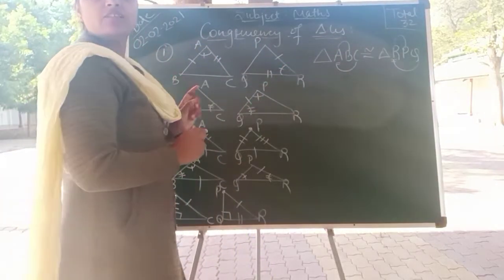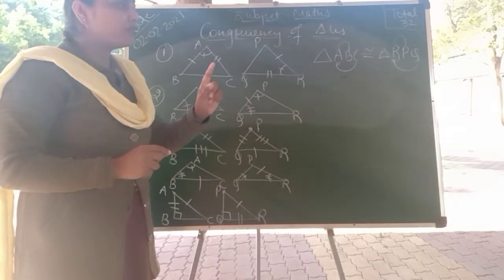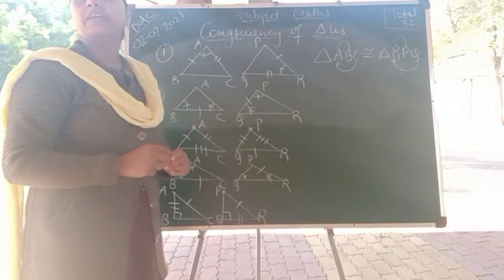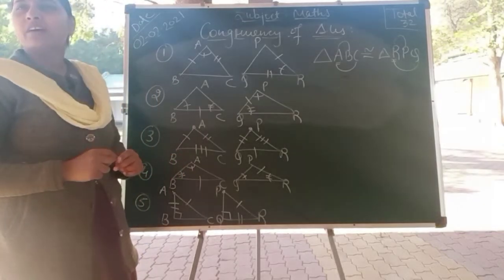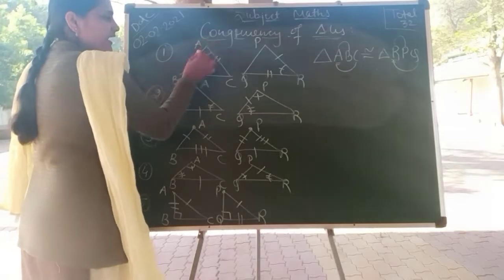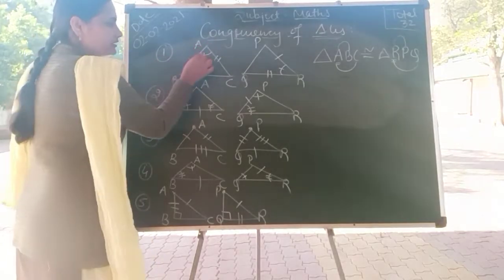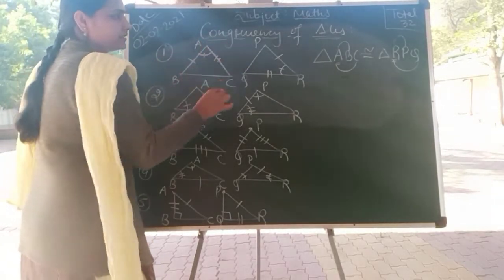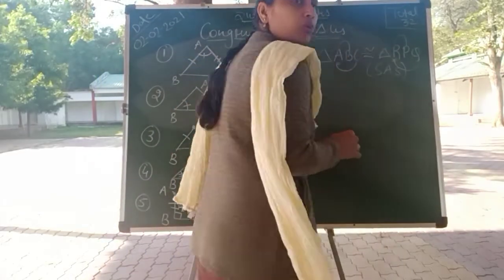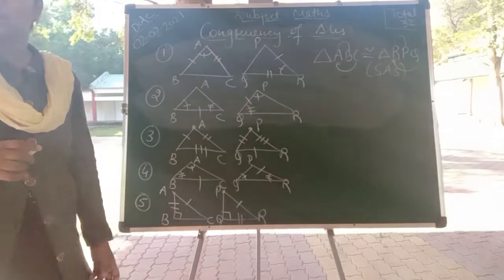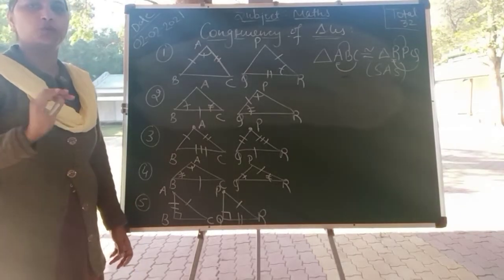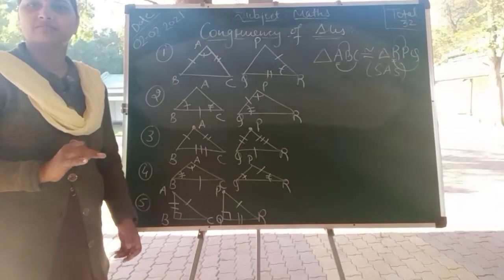Understood Arya? Why we are not writing PRQ? We have to write along triangle ABC, it will be RPQ according to the corresponding parts. Criteria is S, side, just check the sequence, side, angle, side. Side, angle, side. So inside bracket I will write side, angle, side congruence rule. Okay? Now next. No, Om you have given. Now next.